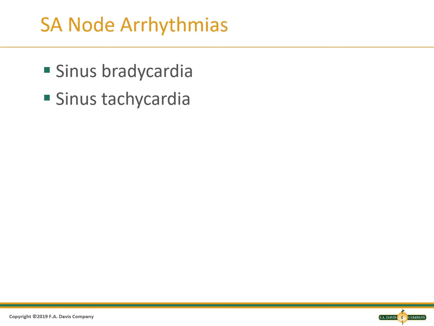Rhythms originating in the SA node are called sinus rhythms. Disturbances in conduction from the SA node can cause irregular rhythms or abnormal heart rates. Arrhythmias from the SA node are rarely dangerous. Sinus bradycardia is a slow arrhythmia that originates in the sinoatrial node. Sinus tachycardia is a fast arrhythmia that originates in the sinoatrial node.